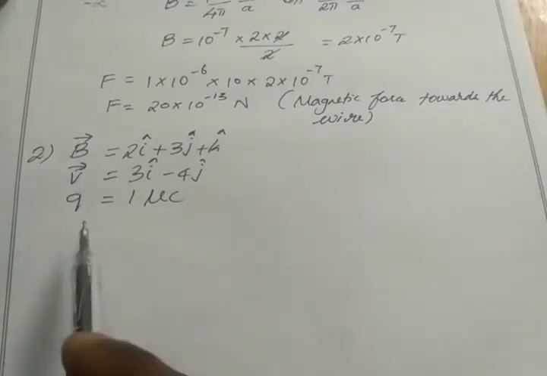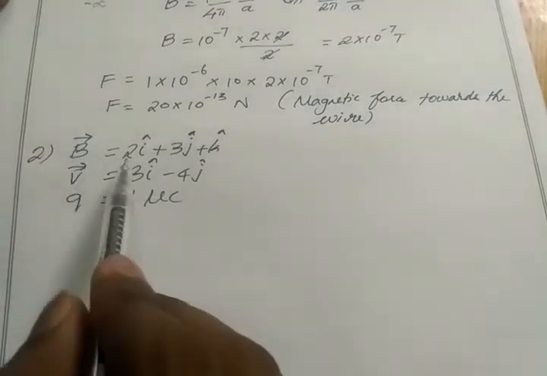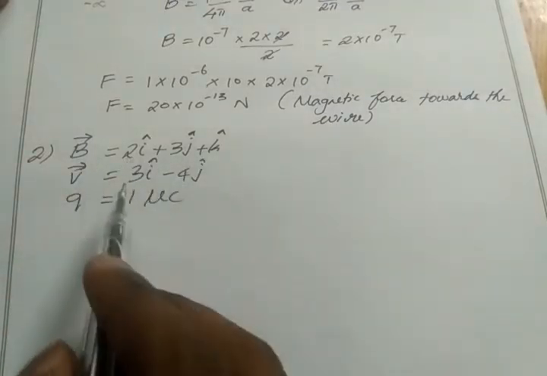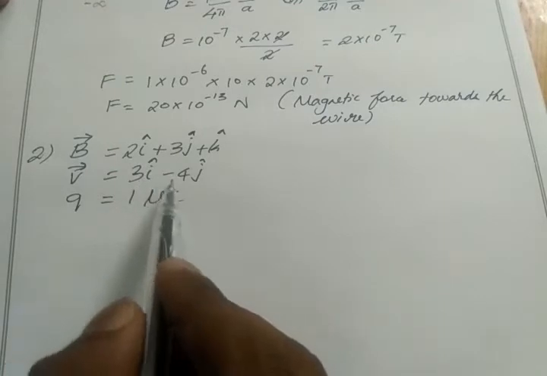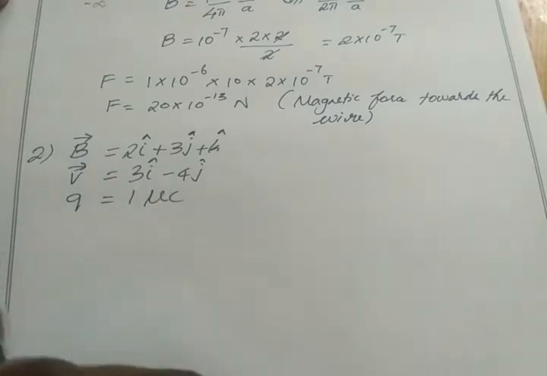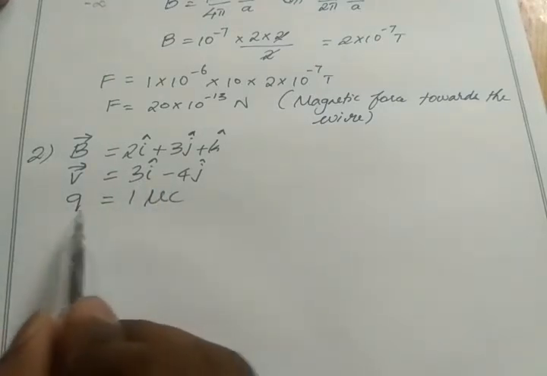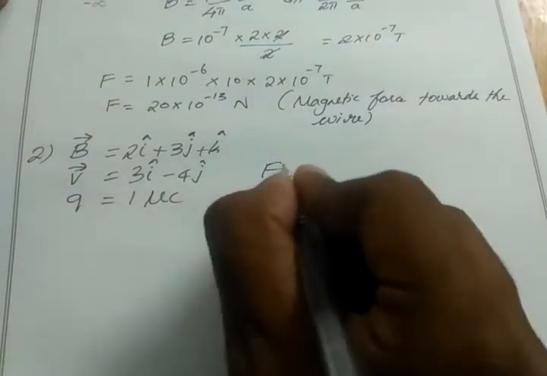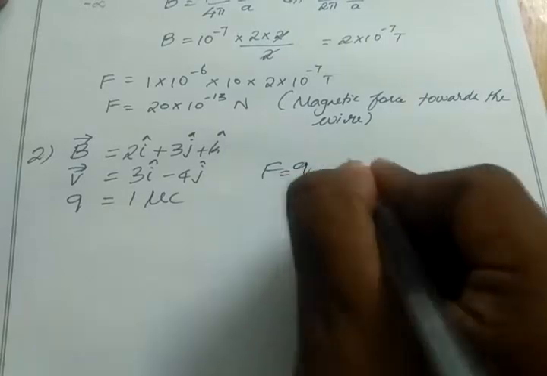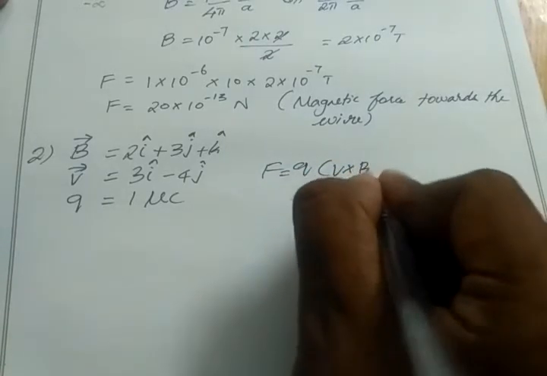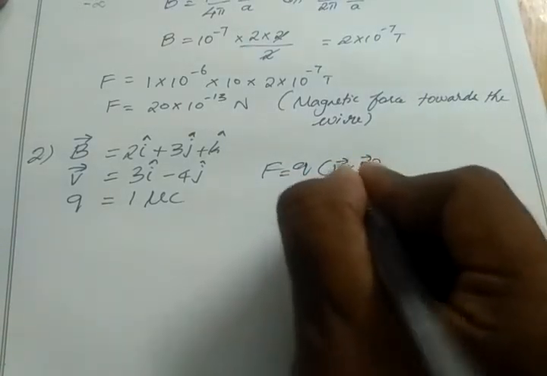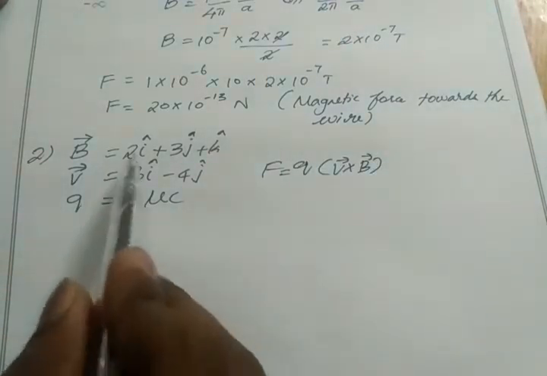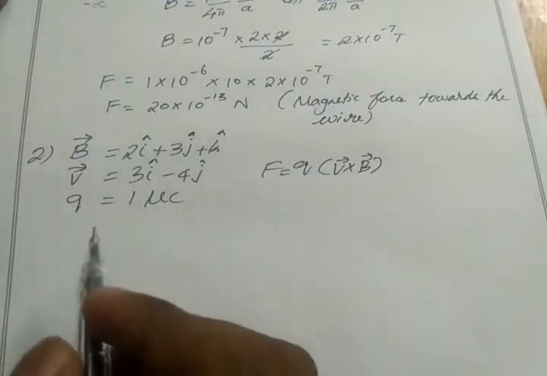So the value is given in Cartesian form. Magnetic field value will be equal to 2i plus 3j plus k, and velocity 3i minus 4j, and charge is 1 microcoulomb. So we have to find the force on this charge. Okay, so substitute the force formula, F equal to Q V cross B. We know the V value and B value, so we can do cross multiplication.